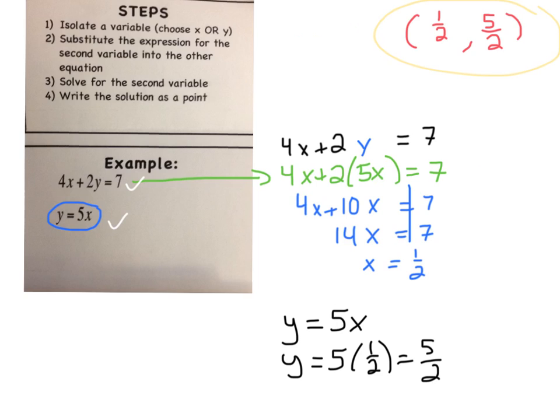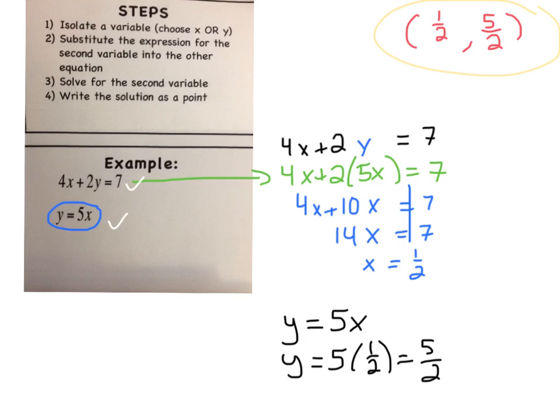At this point, we've completed learning the steps to solving a system of equations using substitution. The first step is to isolate a variable, and if it's already isolated for you, that's great. The second step is to substitute the expression for the first variable into the other equation. So in our case, since it was y that was already isolated, we had to substitute 5x into the first equation so that we could solve for x. Then we need to solve for our second variable by using whatever solution we got for our first, and we could substitute into any equation, and then write the solution as a point. Make sure you do that.